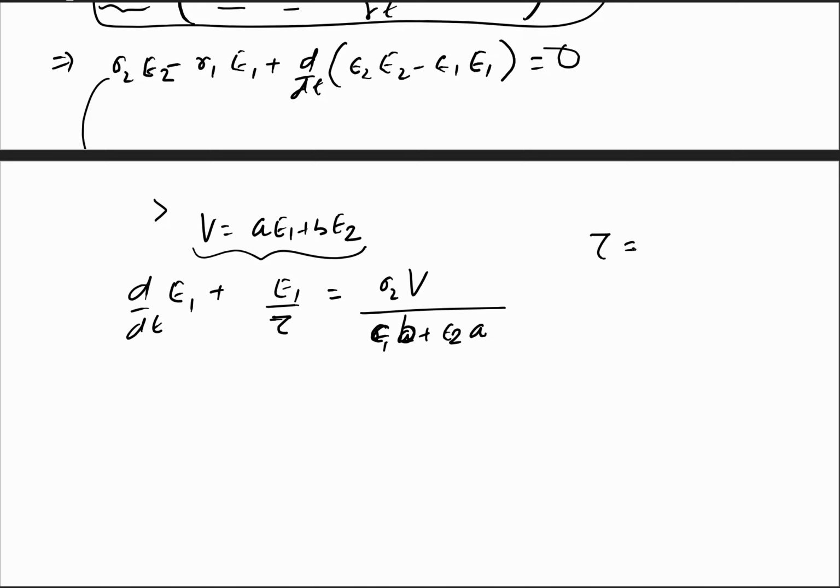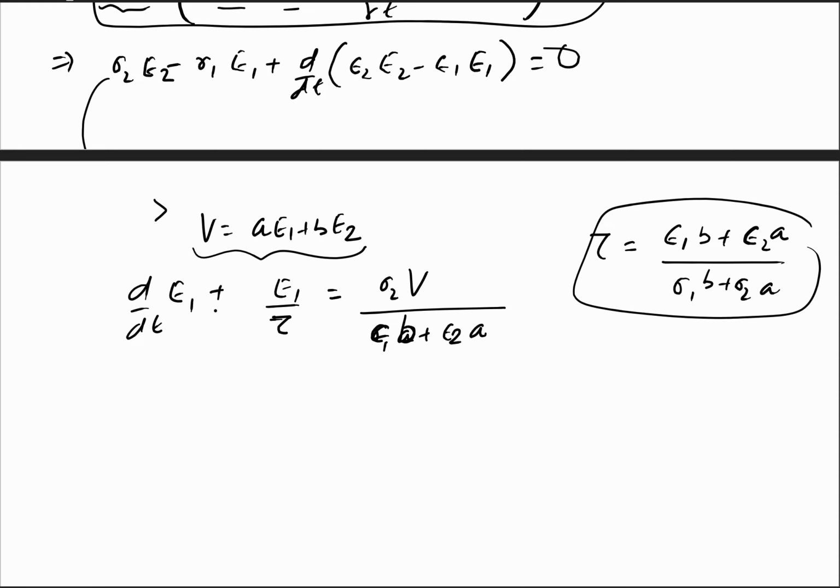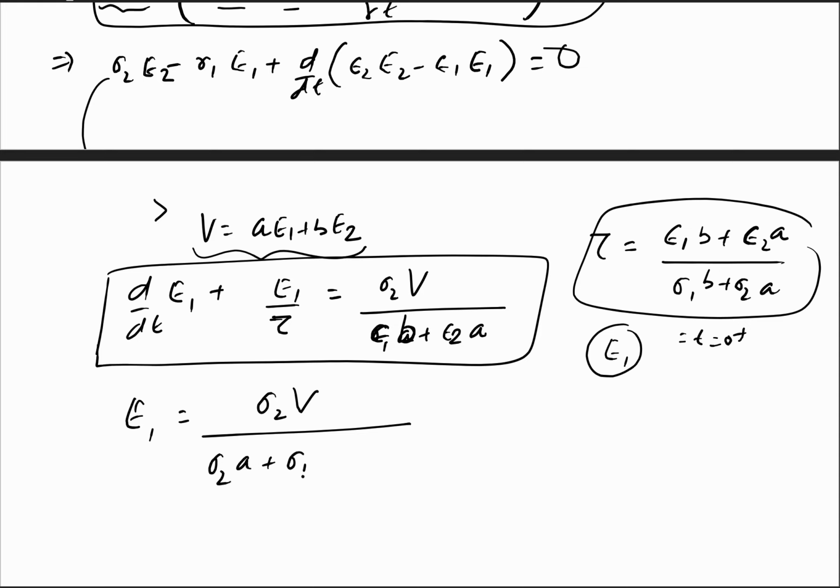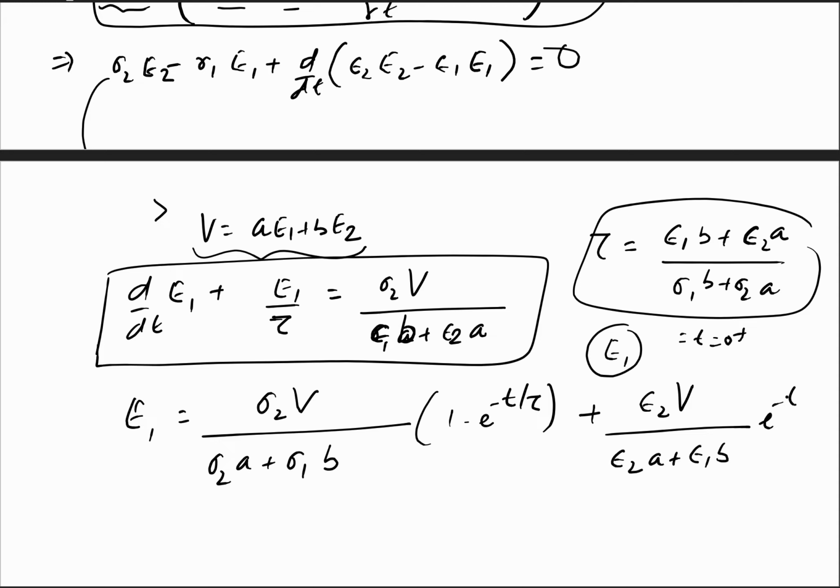If I write that tau is an equivalent time constant equal to epsilon 1 B plus epsilon 2 A over sigma 1 B plus sigma 2 A. Now this differential equation is very easy to solve, and on solving with the given initial condition that E1 is what we found when t was equal to 0 plus, I can write E1 as equal to sigma 2 V over sigma 2 A plus sigma 1 B times 1 minus e to the minus t by tau plus epsilon 2 V over epsilon 2 A plus epsilon 1 B times e to the minus t by tau.